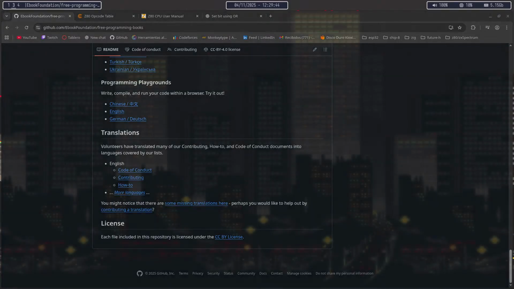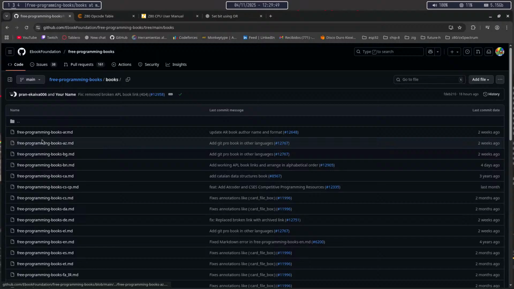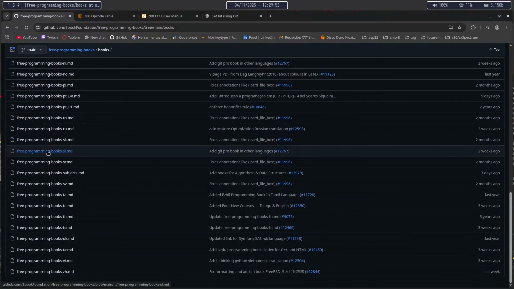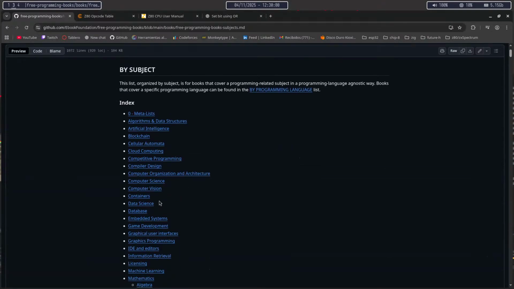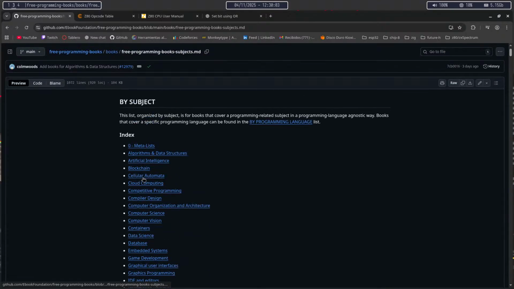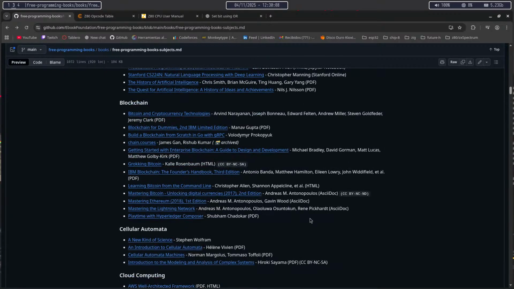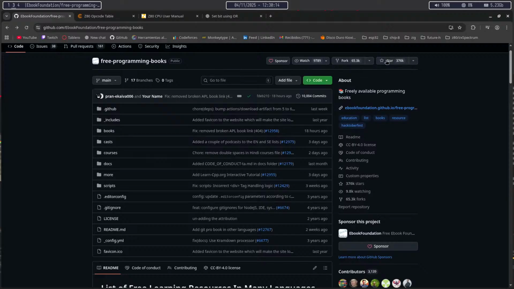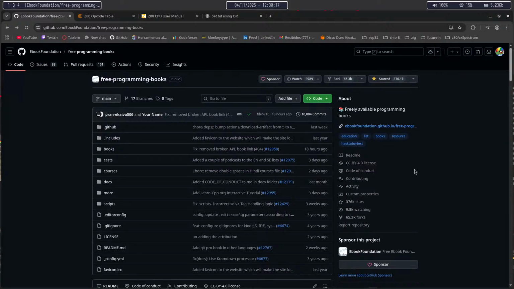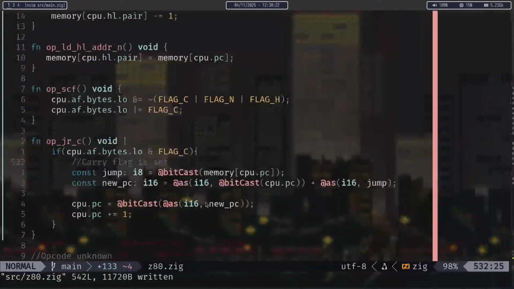Is there a list of all the books inside of here? Ducks versus books. Alright, what is this, man? Computer science, compiler design. Oh wow. Hold on. How am I just finding out about this now? Boom. 300,000 stars. Alright.